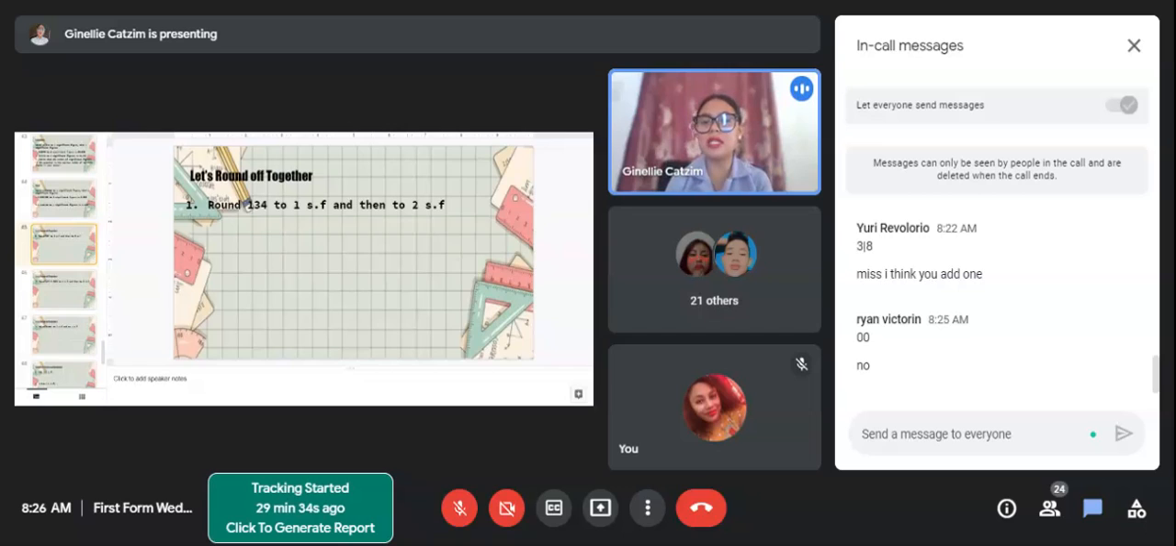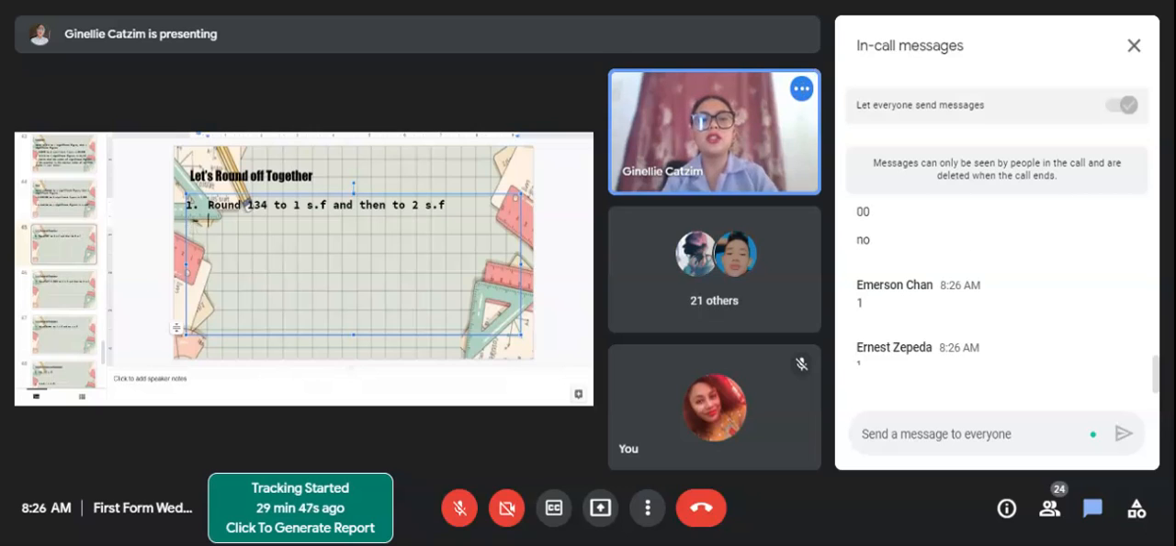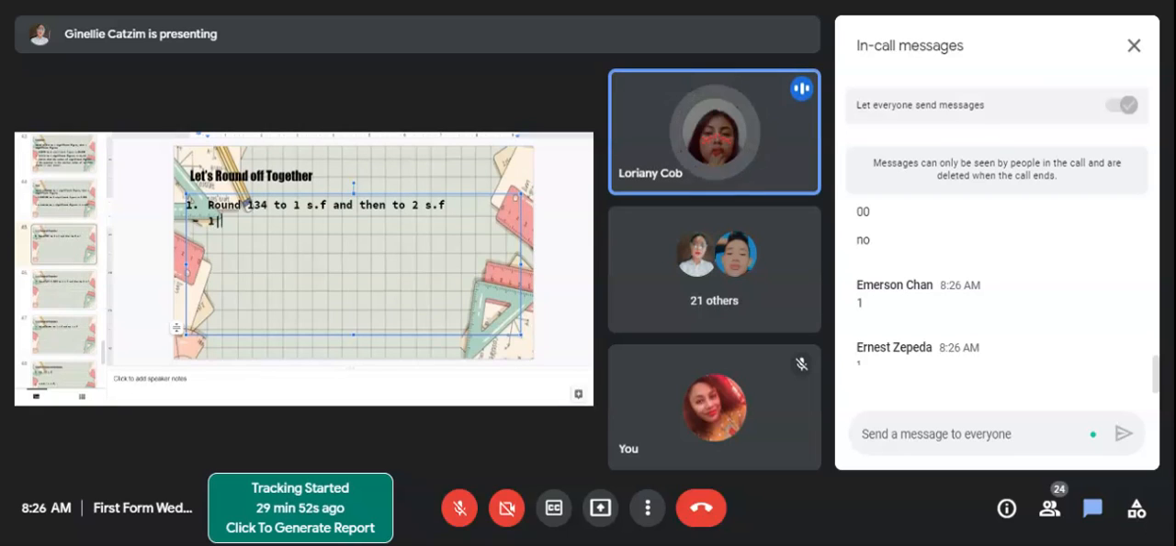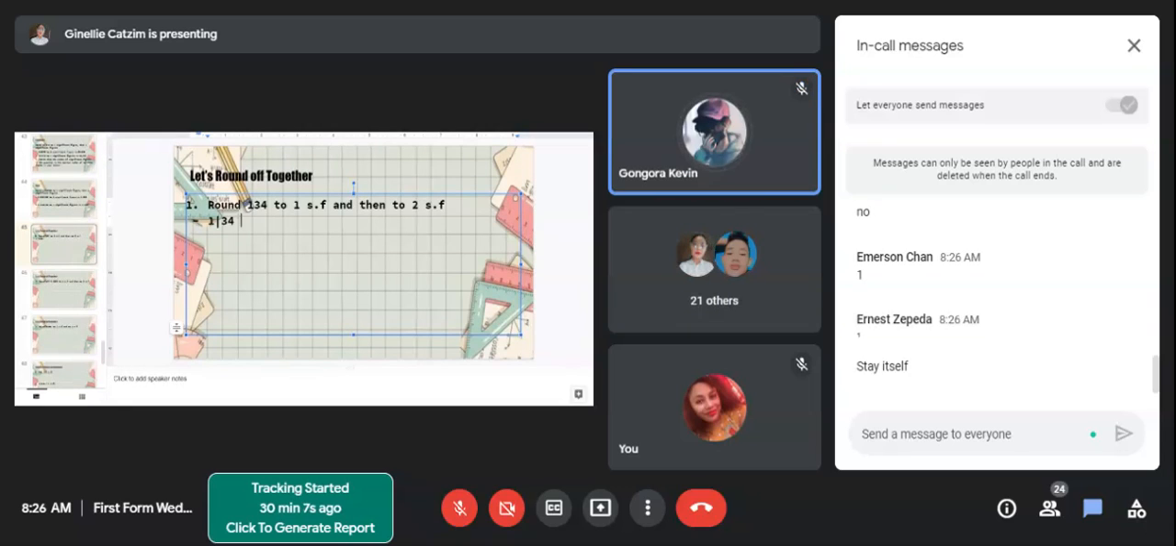Round 134 to one significant figure and then to two significant figures. So what is our first significant figure here? 1. Very good. So where will we put our vertical bar? Between the 1 and the 3. Very good. So what happens to the 1? Do we keep it or do we need to add 1? Stays the same. Very good.